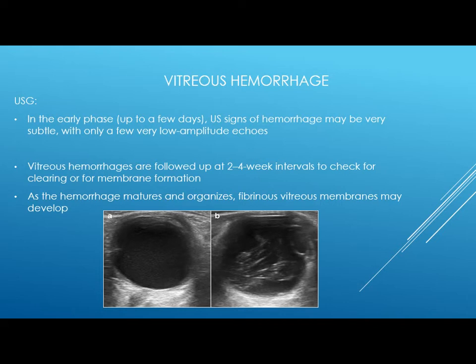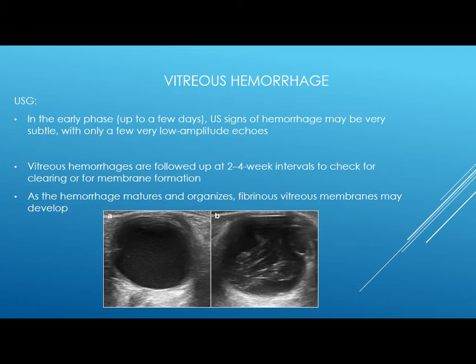Vitreous hemorrhage: the sonographic appearance depends on the age and severity. In the early phase, that's the first few days, it will appear as low amplitude echoes or low level echoes. This will be followed up for 2 to 4 weeks. It usually resolves and clearance will occur.